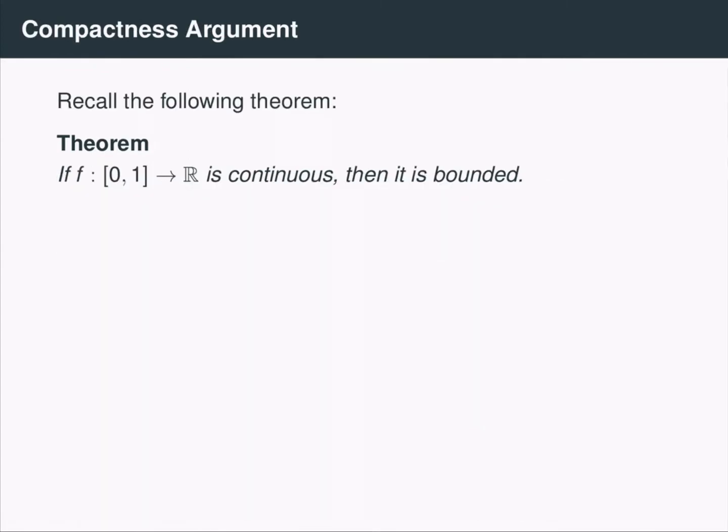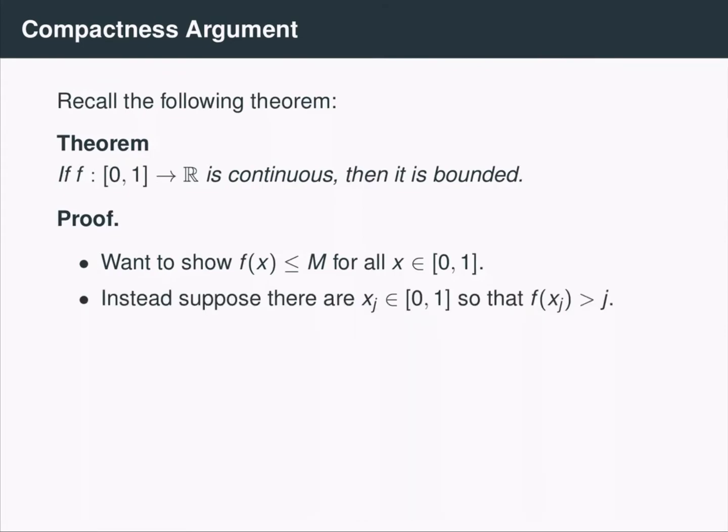The Arzela-Ascoli theorem is used often in a style of argument called a compactness argument. To convey what kind of argument this is, we're going to review a very simple example from undergraduate analysis. Recall that if you have a continuous function on the unit interval into the reals, then it's bounded. Recall how this proof went. Our goal is to show that f of x is at most some number n for all x in the interval. So we assume instead the contrary, that this function is not bounded on the interval.